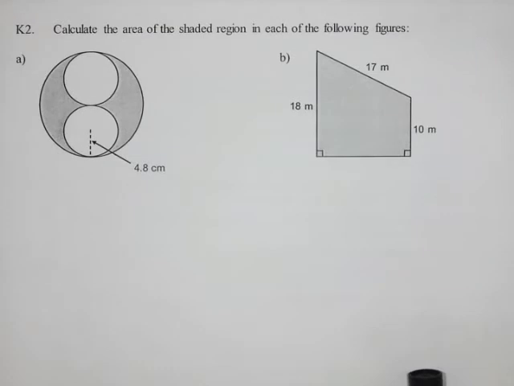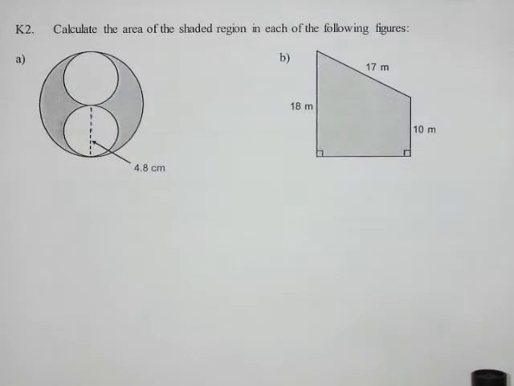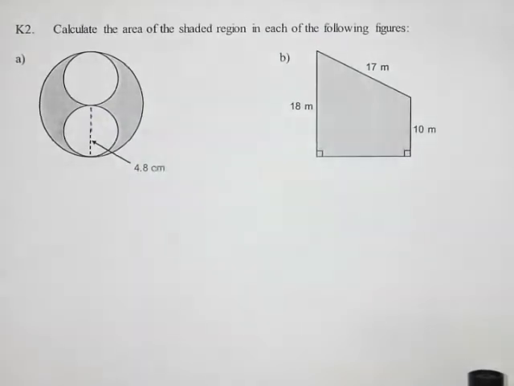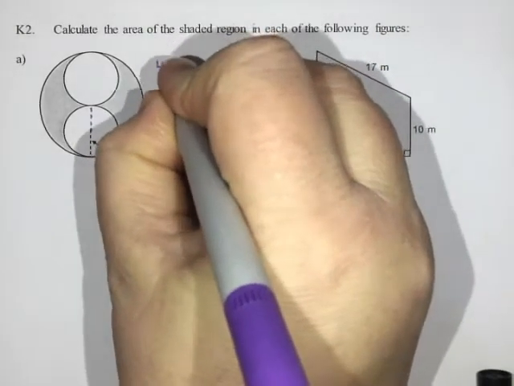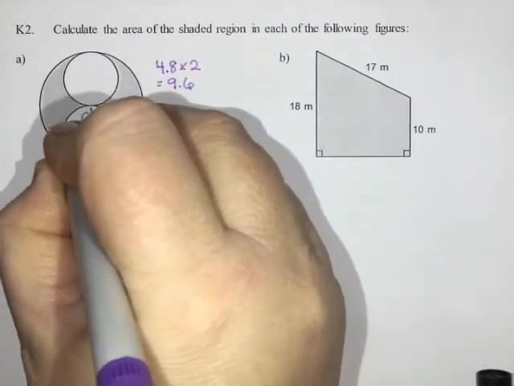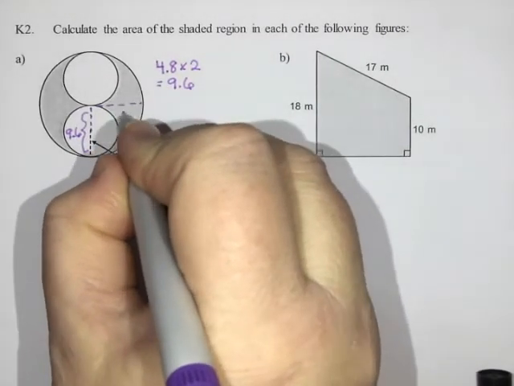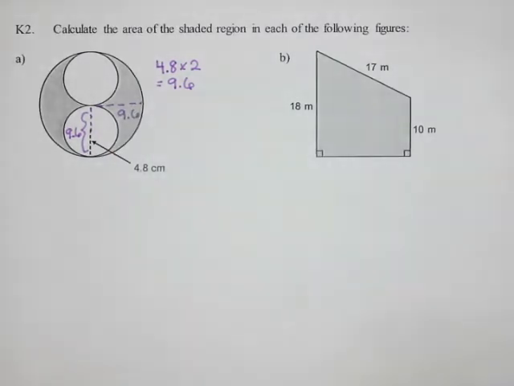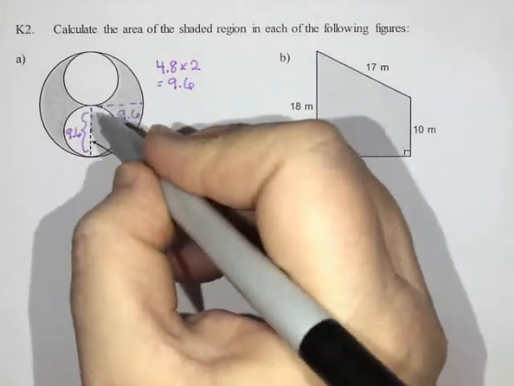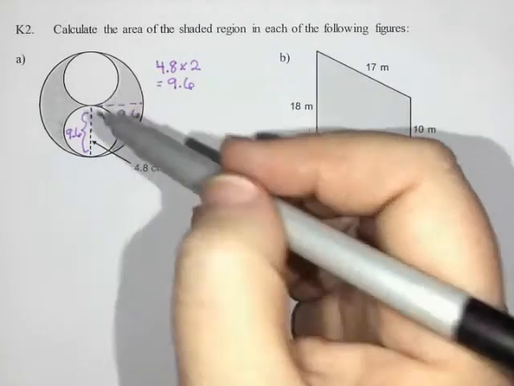That means that the diameter of the circle would be 4.8 times 2, which is 9.6. Which means that the radius of the larger circle is going to be 9.6. So I'm going to find the area of the large circle and then the area of the smaller circle. I'm assuming these are the same. And then we're going to subtract 2 of the small circles from the large circle.